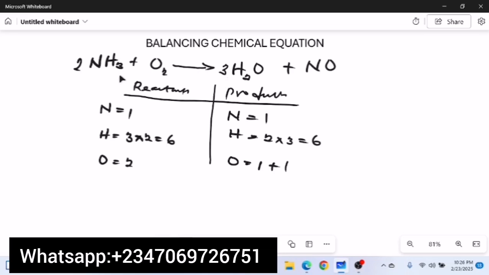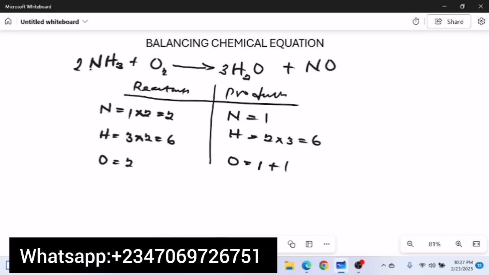2 times 3, that gives us 6. But you observe now that on the reactant, this 2 is affecting what? The nitrogen. So the 2 will obviously be multiplying the number of moles of nitrogen. Since I have nitrogen as 1 on the reactant, 1 multiplied by these 2 simply gives us 2 moles of nitrogen. So now I have 2 moles of nitrogen on the reactant, which means I also have to balance this on the product.